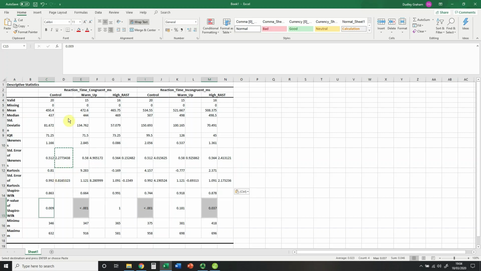So within this data set, we've got issues with the distribution for some of our groups. We need to consider how to proceed, because this will dictate some of the tests and choices we make in terms of the analysis that we follow.